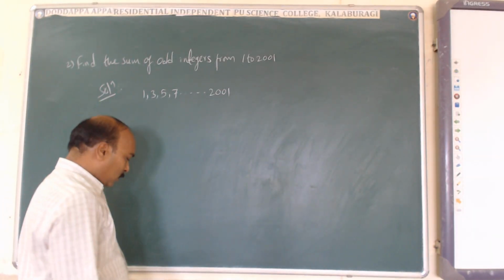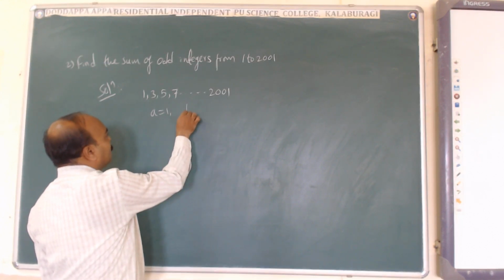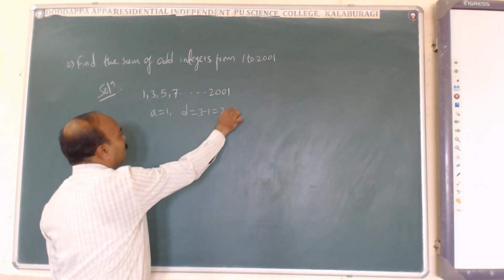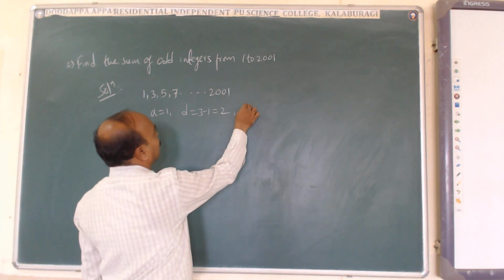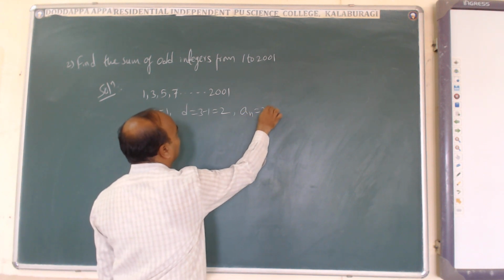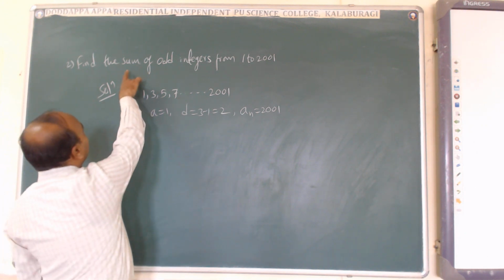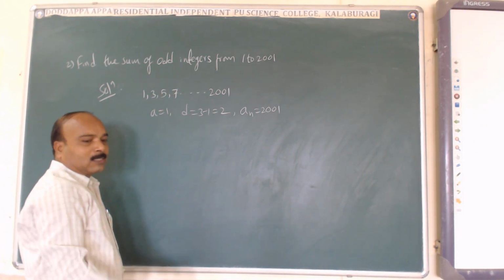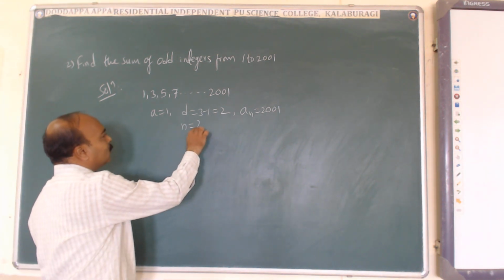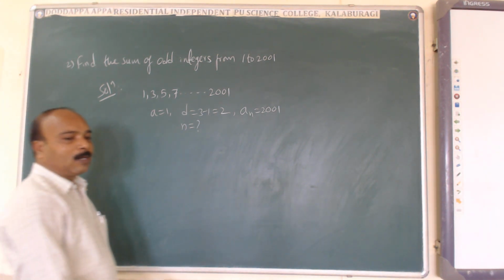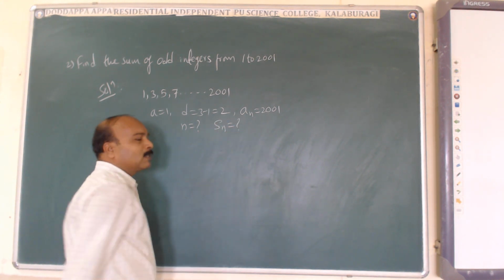Now here clearly we observe that the first term is 1 and the common difference d is 3 minus 1 equal to 2. Now the last term given is an equal to 2001. Here you have to find the sum of odd integers. Sum of all the odd integers means you don't know how many integers there are. First you find the n value. After that we calculate Sn.